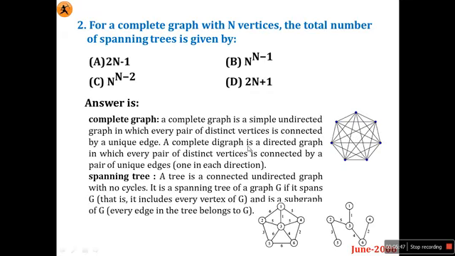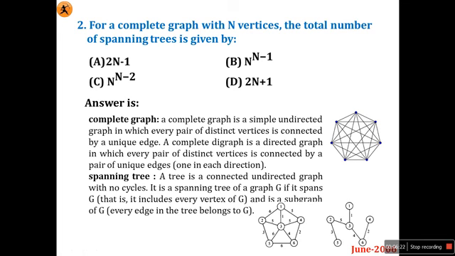But here the question is the total number of spanning trees for a complete graph. How many spanning trees does it generate? This is a complete graph. For example, it starts here and goes on in this way, one spanning tree. Here it starts here and goes to here and comes to here, and this is one more spanning tree. Like this, how many spanning trees does it generate? That is n raised to n minus 2 spanning trees, if it is a complete graph.